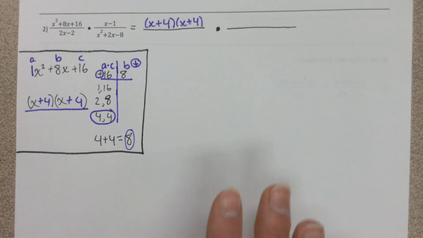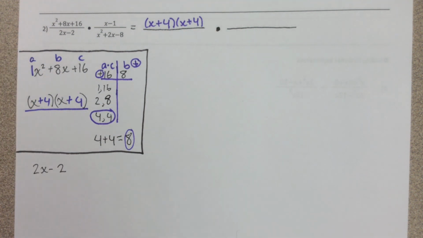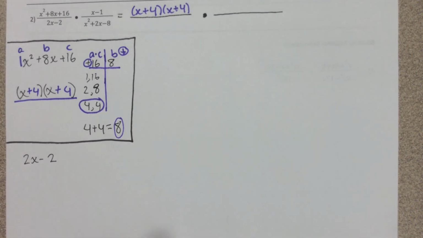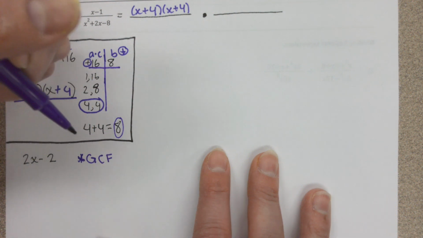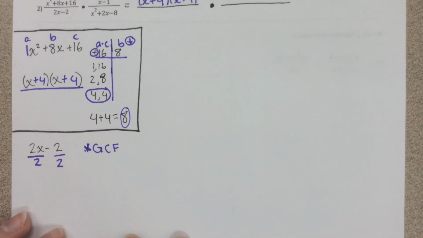Next, we have that 2x minus 2. What kind of problem is this? GCF. This is why we always look for a GCF. We're going to give you plenty of those. They both share a 2, so GCF is 2. So we're going to divide both of those by 2.